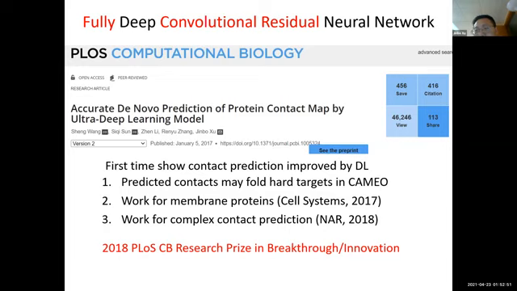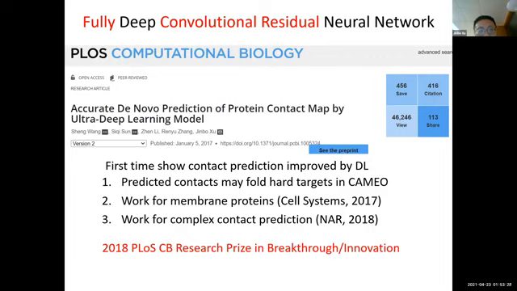Although in the PDB we don't have many solved structures for membrane proteins, we actually don't have to train our deep learning model on membrane proteins, and it still works very well on them. Also, the model trained on single chain proteins works very well for complex contact prediction. You don't have to retrain. Of course, if you retrain using complexes, it will improve, but even if you don't retrain the model, it still works fine. This is the advantage of this method.